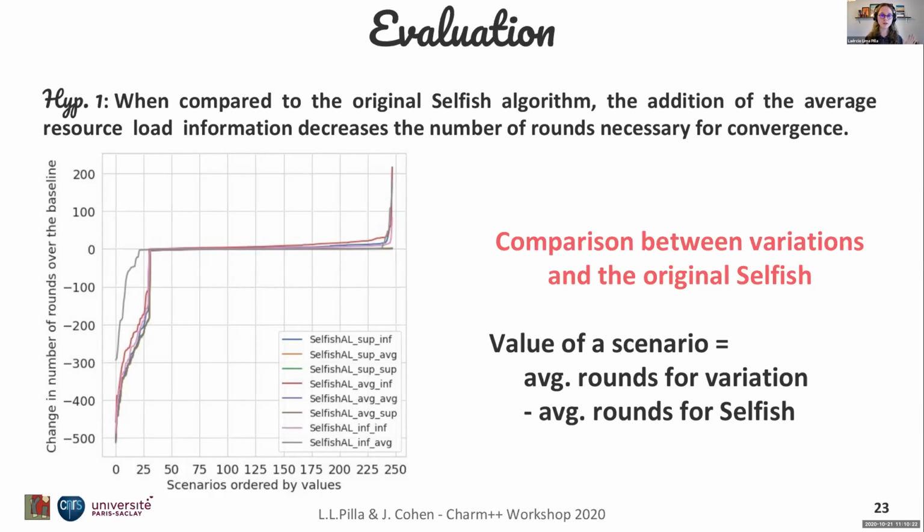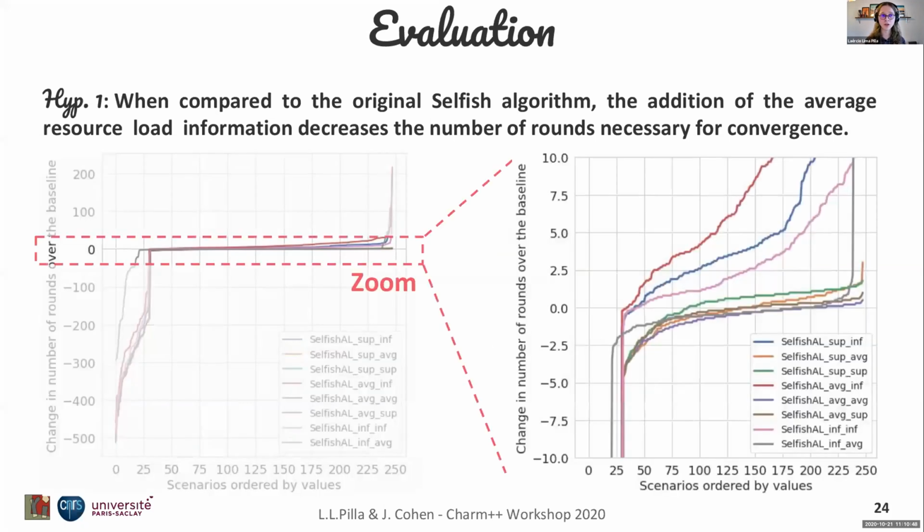What we see is that the original selfish algorithm is performing very poorly for around 25 cases. Then at this scale, they seem to be kind of similar. And then there are some situations near the x-axis, near 250, where other algorithms are performing very poorly.